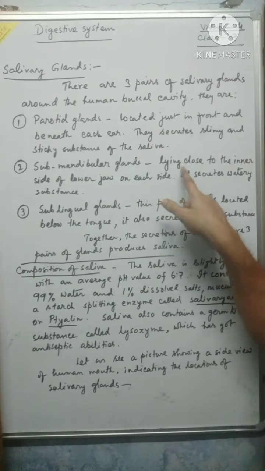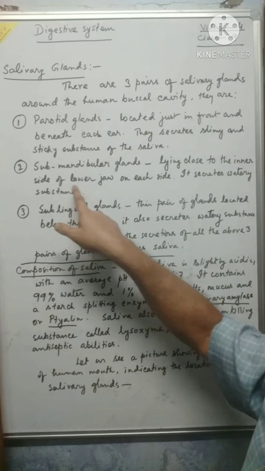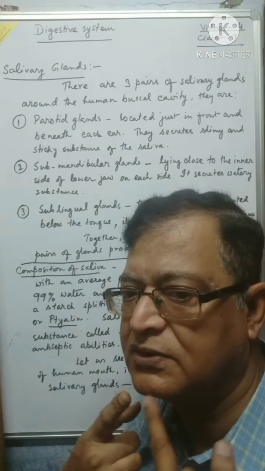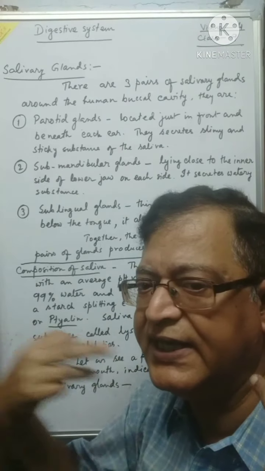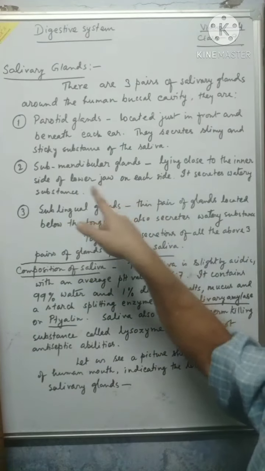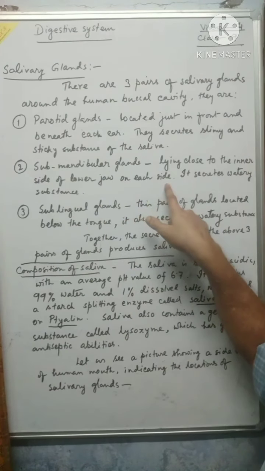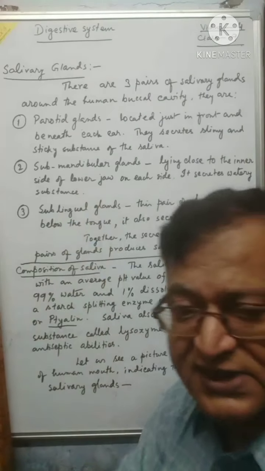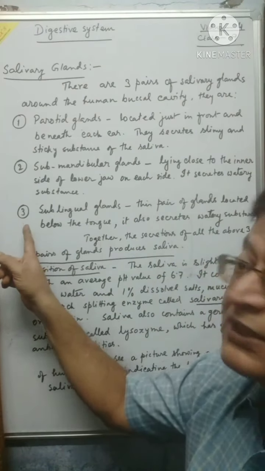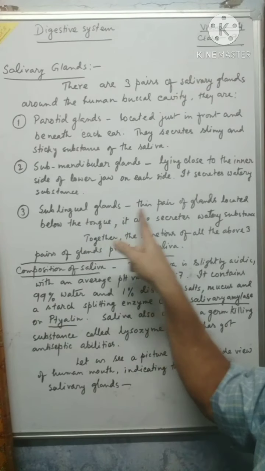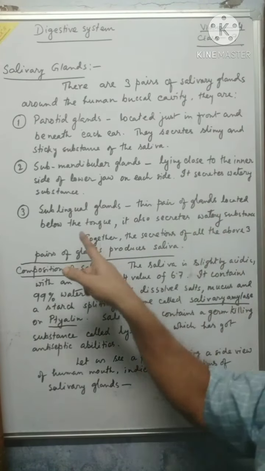The submandibular glands lie close to the inner side of the lower jaw, one pair on each side. They secrete a watery substance. And the third pair of glands are the sublingual glands. This pair of glands is located below the tongue.